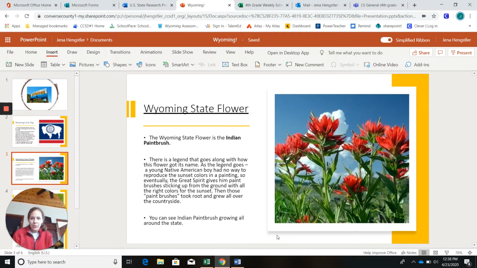But as the legend goes, a young Native American boy had no way to reproduce the sunset colors in a painting. So eventually the Great Spirit gives him paintbrushes sticking up from the ground with all the right colors for the sunset. And then those paintbrushes, of course, took root and grew all over the countryside. So, of course, that's a legend. But every time I see an Indian paintbrush, it always makes me think of that. And they are really beautiful.